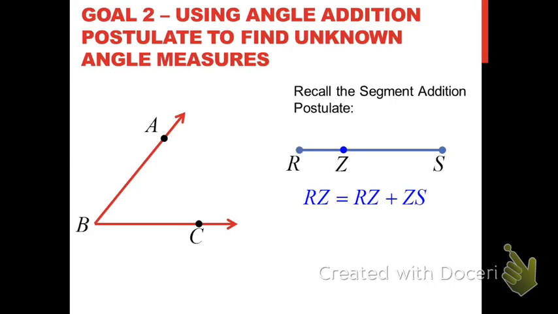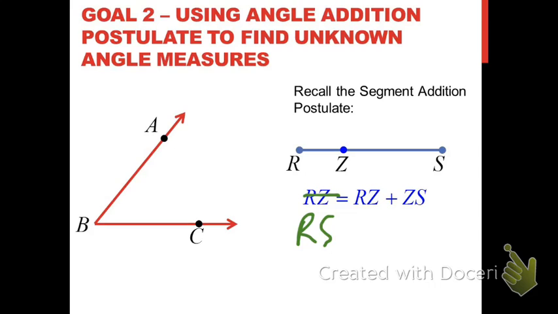Or in other words, RS, okay, this is mistyped right here, excuse me. That should be RS is equal to RZ plus ZS. That's the segment addition postulate. Well, when we're talking about angles, you don't put a point between two other points, but what you could do is you could have put a point in the interior of an angle. And I want to show you really quickly what I mean by the interior of an angle.